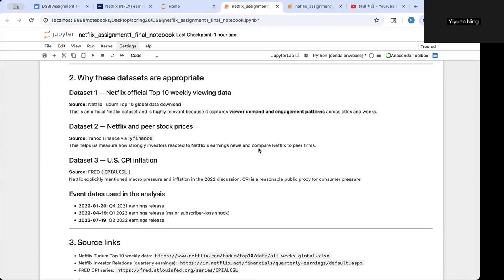The third one is US CPI inflation data from the Fed. This gives a public measure of macroeconomic pressure during the same time. I also use April 19, 2022 as a key event day because that is the Q1 2022 earnings release discussed in the article.